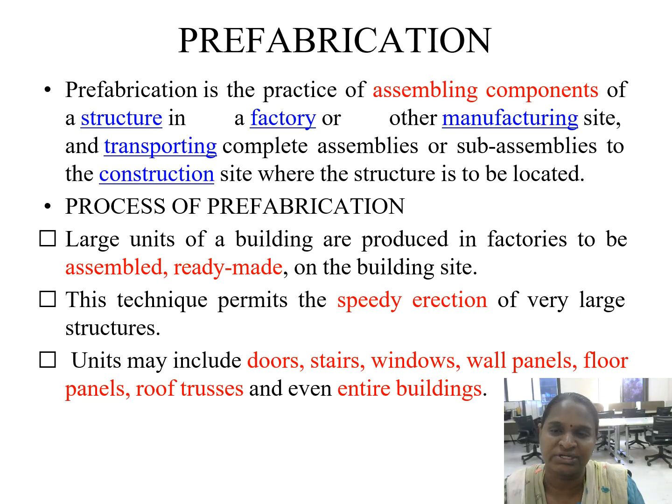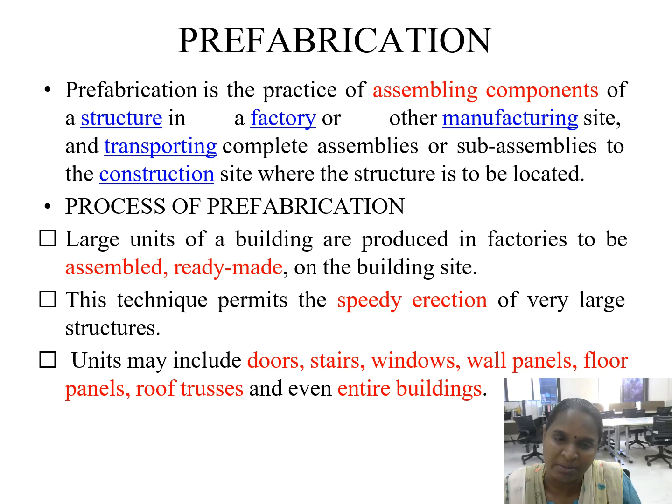So in this, what is prefabrication? See, when you compare to conventional concrete, prefabrication is the one where we are assembling the components. So we can do everything in a factory instead of doing it on the site. Everything we can do in a factory, and we can transport the complex assemblies or sub-assemblies to the construction site where it is to be located.